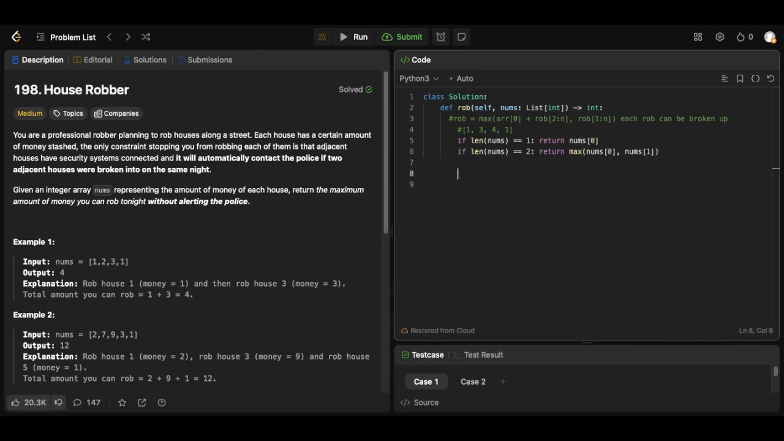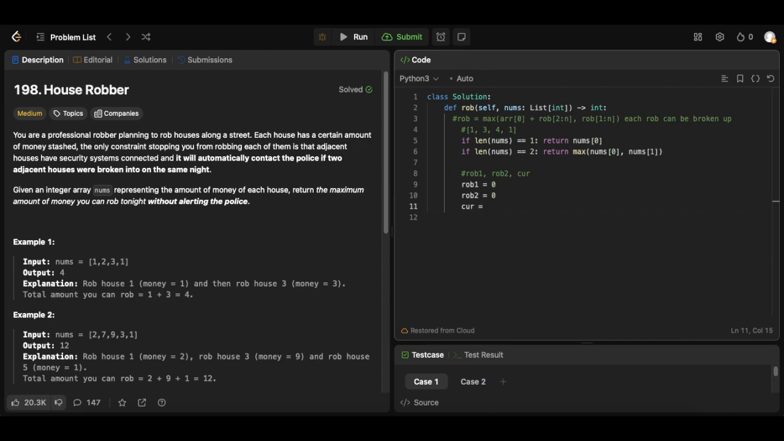Then we want to create our 3 pointers. We said that we would have a rob1 pointer, rob2, and a current pointer. So we're going to set rob1 and rob2 initially equal to 0, as well as our current. And we're going to iterate through our array, starting from index 0 to the end.